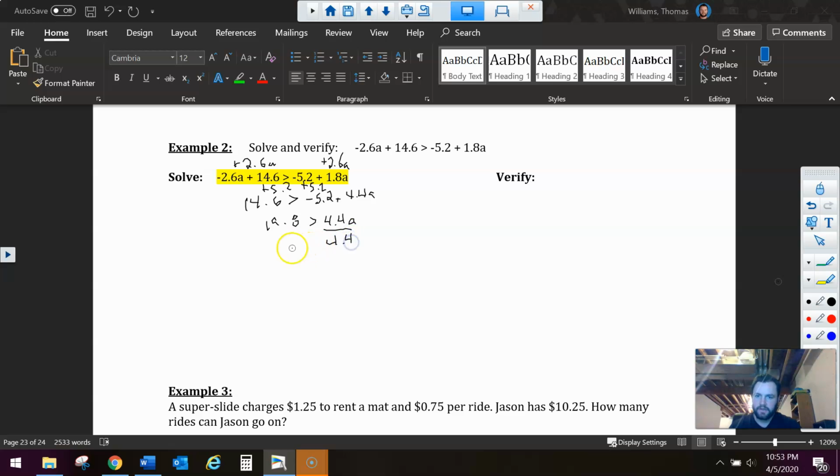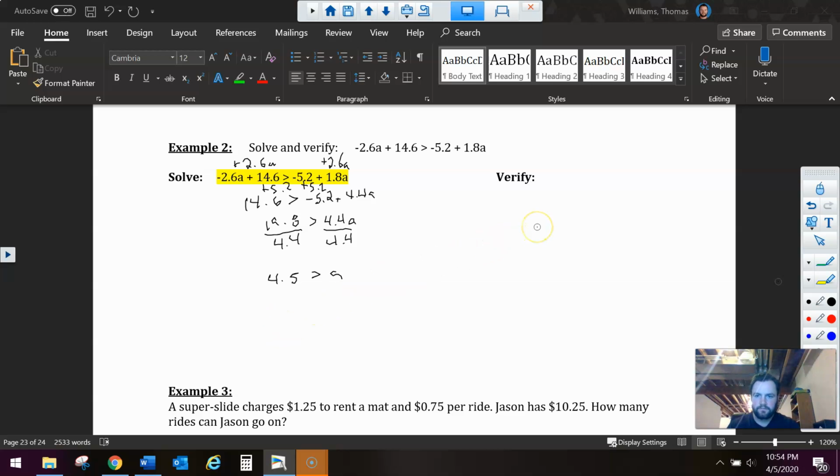Now just be careful here. Dividing by a positive, we don't have to change that sign. It's only when we're multiplying or dividing by a negative. And so if I take my 19.8 and divide it by my 4.4, I'm going to get 4.5 on this side, and 4.5 is going to be greater than my a.